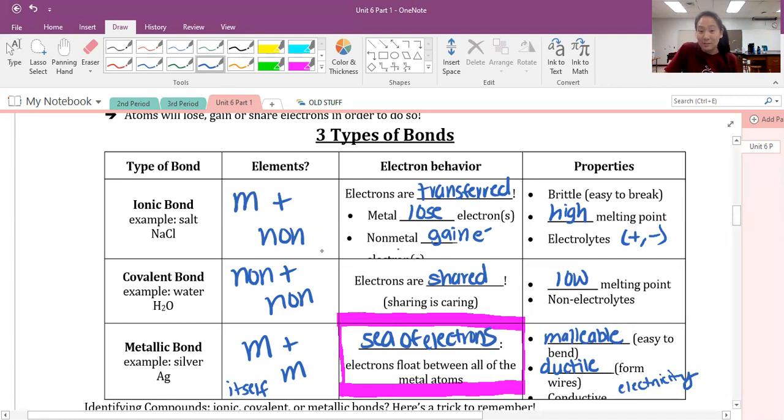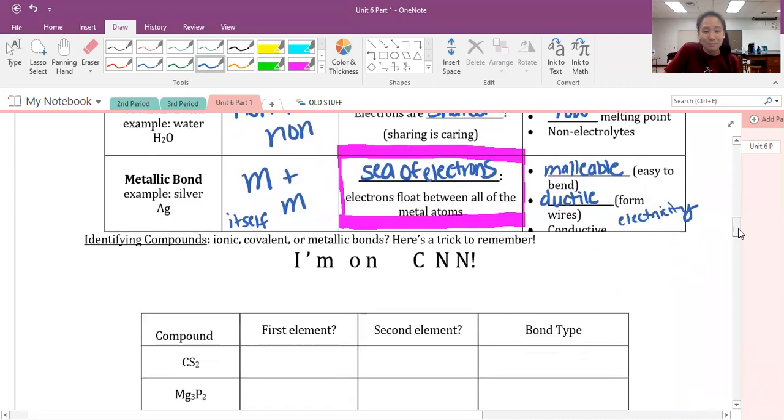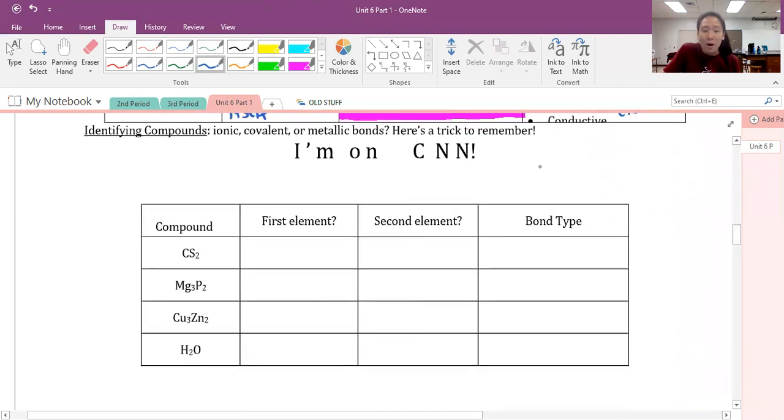We'll probably watch a video about the sea of electrons when we head up into class, so we'll talk more about that in class. Okay, so how can you remember ionic or covalent bonds? Metallic bonds are really easy because it's metallic, metal, so it's bonded to itself.